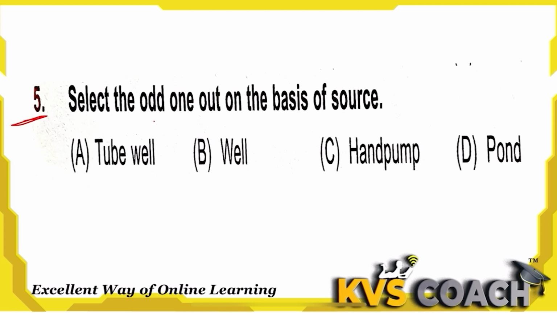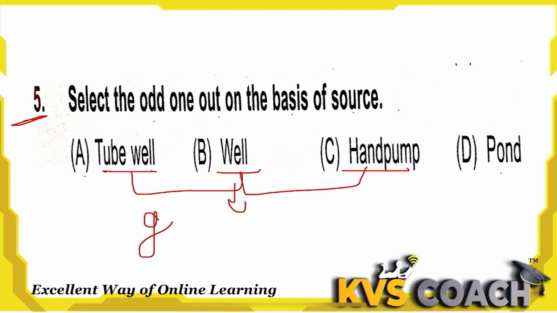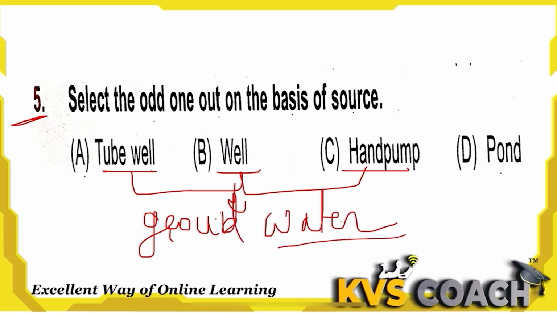Question 5 is, select the odd one out on the basis of source. So A is tube well, B is well, C is hand pump, and D is pond. So look at this. This is tube well, this is well, and this is hand pump. All these are the sources of getting groundwater. I already show you in the picture in the initial stage of this chapter that we can get groundwater from tube well, from well, and from hand pump, but pond is not source of the groundwater. So option D is the odd one out.